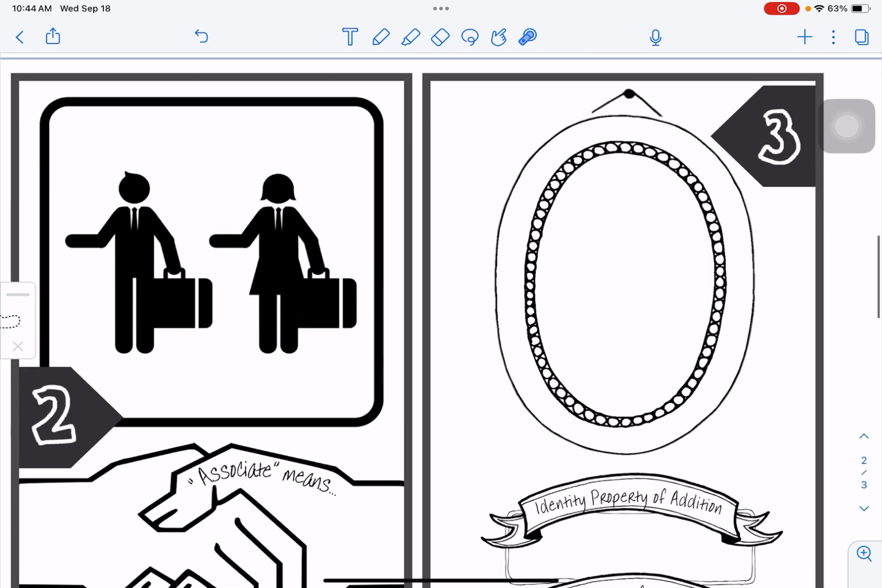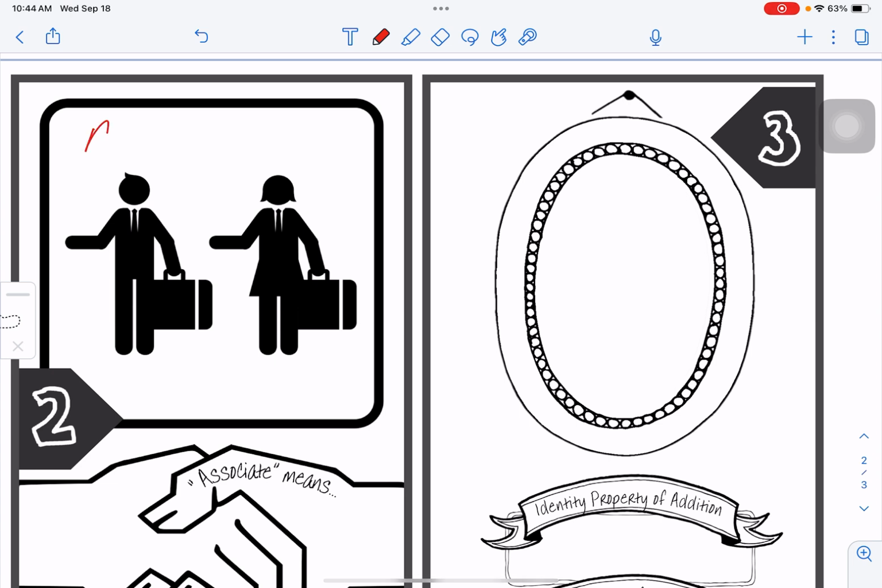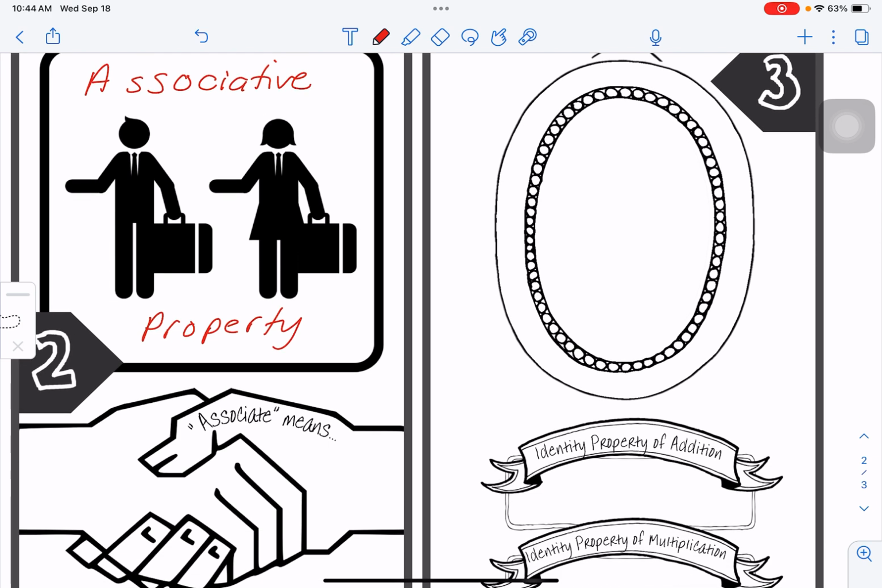If we go on to the next one, the next property that we are going to talk about is called the associative property. And you're going to see with this associative property, we have two figures here, or two people, but we also have a handshake. Because do you know what associate means? Associate means to work together. I often may associate with my coworkers at work. Usually you're in a group. So associate means to work together within a group.